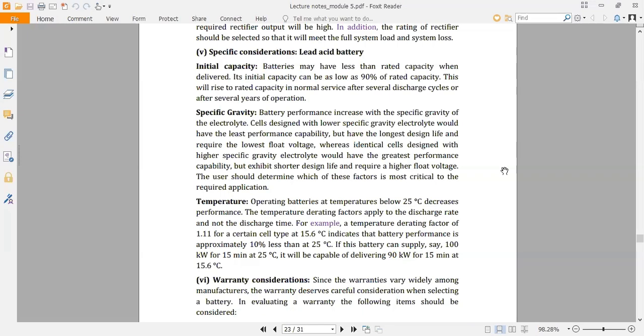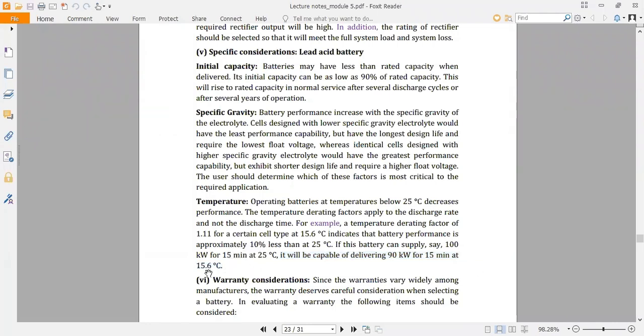As you can see here, an example is also given: if a battery can supply 100 kilowatt for 15 minutes at 25 degrees centigrade, and the derating factor is 1.11, then the same battery will be capable of delivering 90 kilowatt for 15 minutes at 15.6 degrees centigrade.